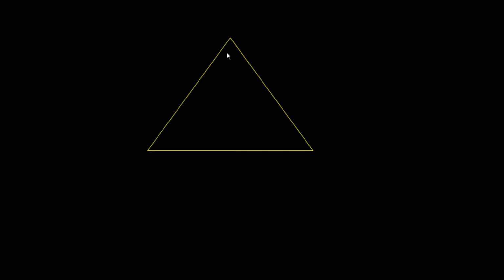Now let's consider this triangle over here. As I said, the angles inside the triangle are called interior angles. So over here, let me call this angle A, then angle B and also angle C. Now the sum of the interior angles of a triangle is equal to 180 degrees. So when I add angle A, angle B, angle C, it is equal to 180 degrees.